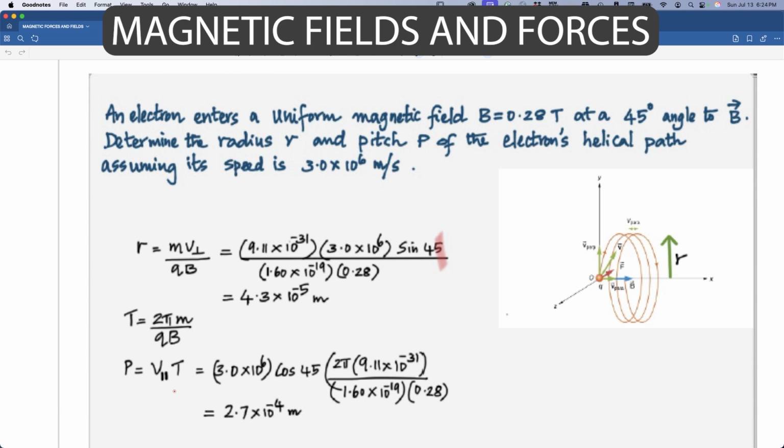And to find the pitch, take the horizontal component of the velocity, which is cosine 45. Now, incidentally, sine 45 and cosine 45 are equal, so it doesn't make a difference in this case, but if the angle was anything other than 45, it's going to make a difference. Anyways, take this velocity component, which is parallel, and multiply it with the time period, which you can see is 2 pi m by qB, and you would get the pitch of the helical path.